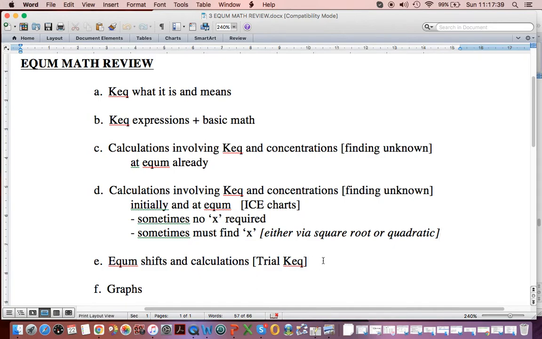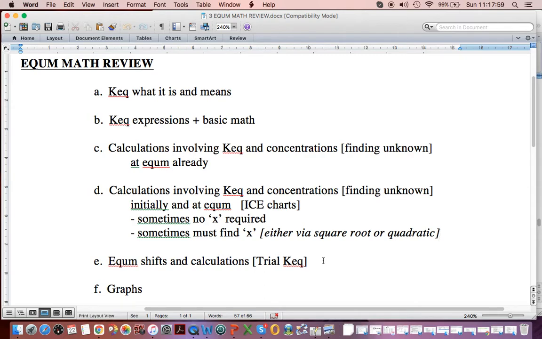E is very simple. It's a trial KQ. And from that, you're going to work out which way an equilibrium will shift or not shift. If trial KQ equals the actual KQ, well, then you're already at equilibrium. There's no shift.